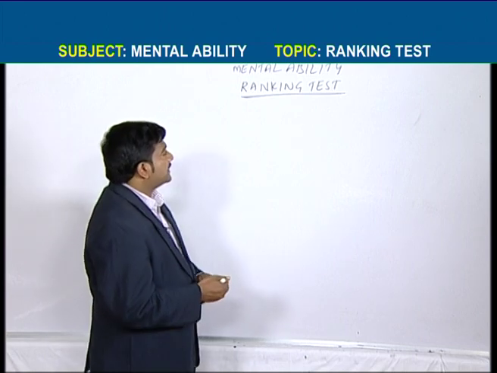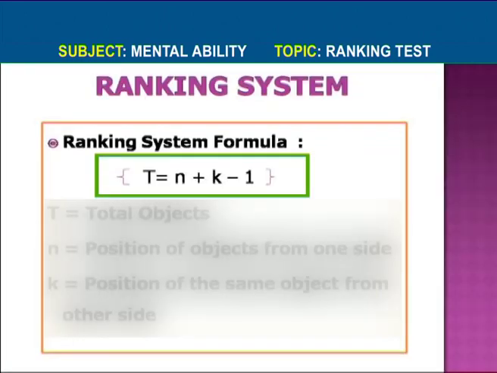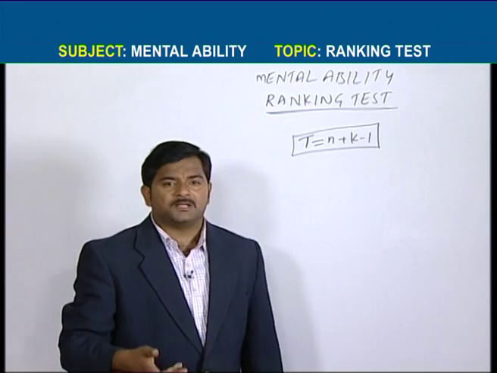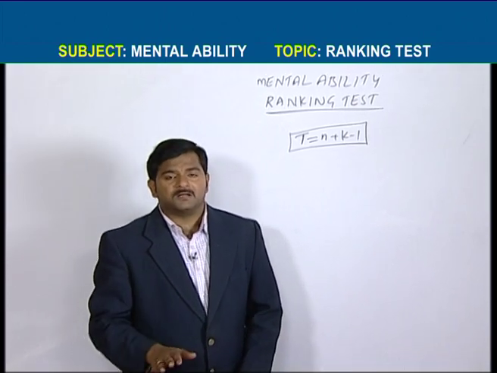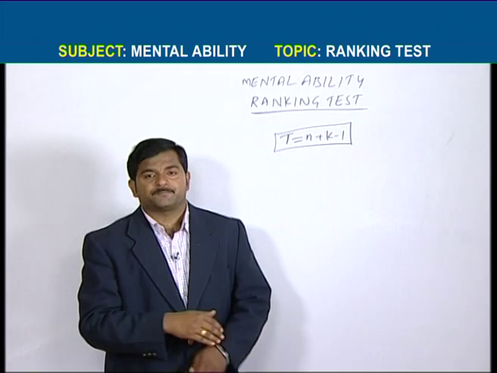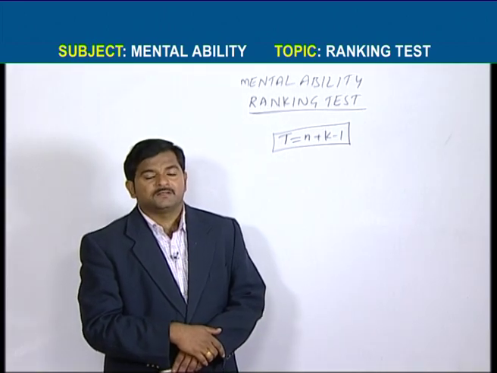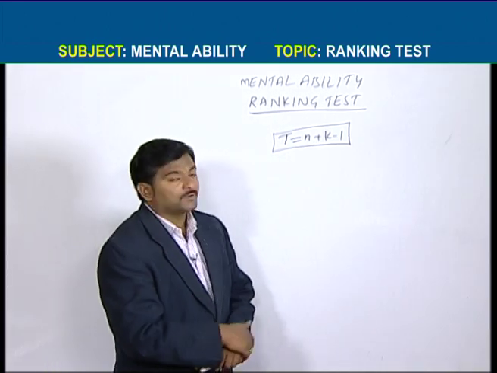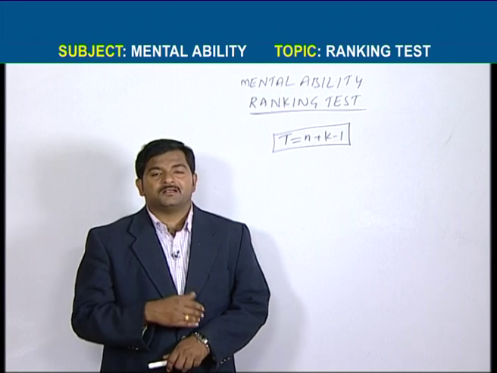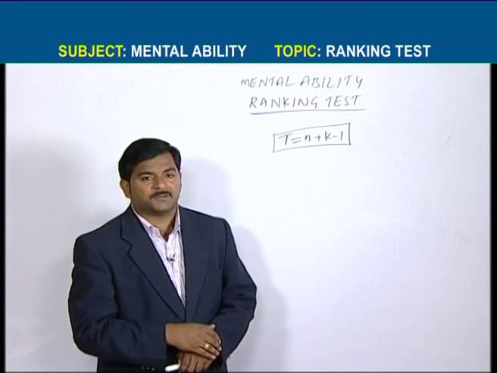Here the formula is as follows. The formula is T is equal to N plus K minus 1. It is not a mathematical formula. For our convenience, we created this formula. The formula is T is equal to N plus K minus 1.